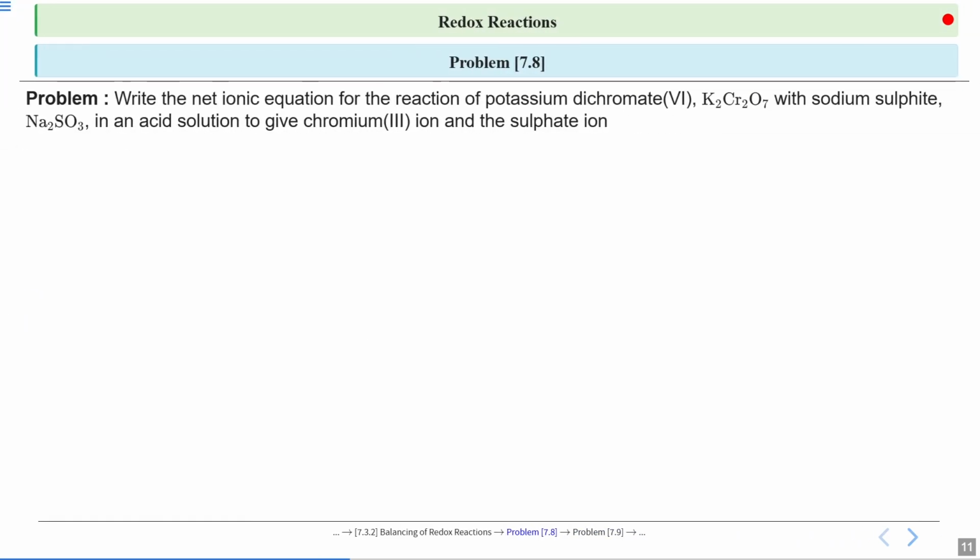So here, first of all, as we have studied the acidic medium, let's solve a question that is problem 7.8 of NCERT. Write the net ionic equation for the reaction of potassium dichromate, that is K2Cr2O7, with sodium sulfite, that is Na2SO3, in an acid solution to give chromium ion and the sulfate ion. To balance this with the help of the oxidation number method, you are provided some time, and after that I shall provide you the correct answer to this question.